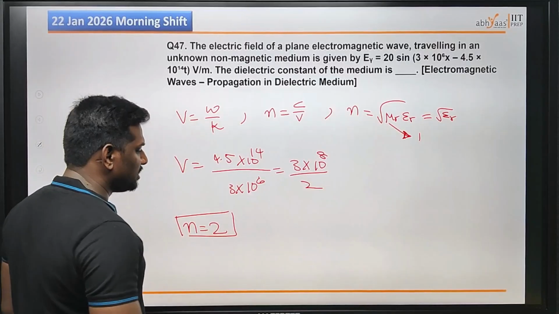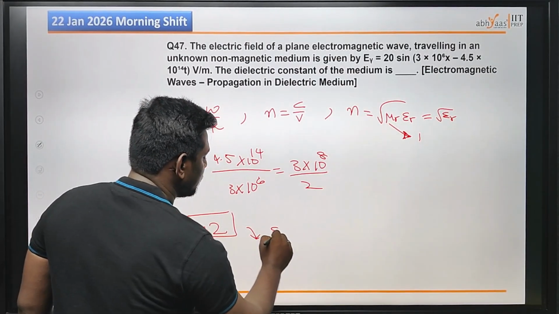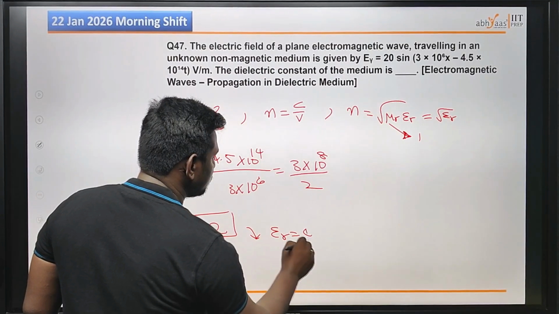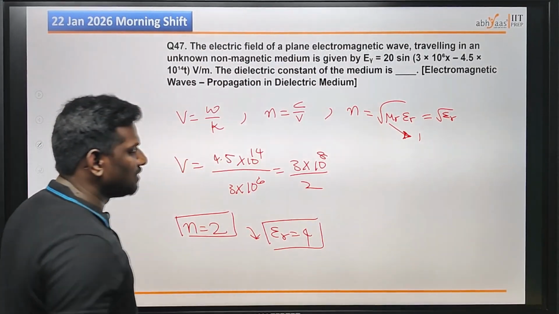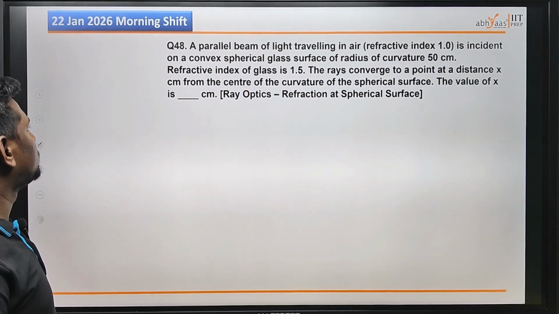So if you substitute in that equation, what is the dielectric constant value? Dielectric constant value is 4. So next one, see here, question number 48.